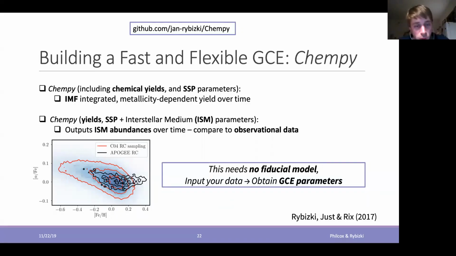And this is one thing about Chempy: there's no fiducial model for this chemical evolution model. It's asking for input data, and here we just put in the Sun, and then you automatically obtain galactic chemical evolution parameters.